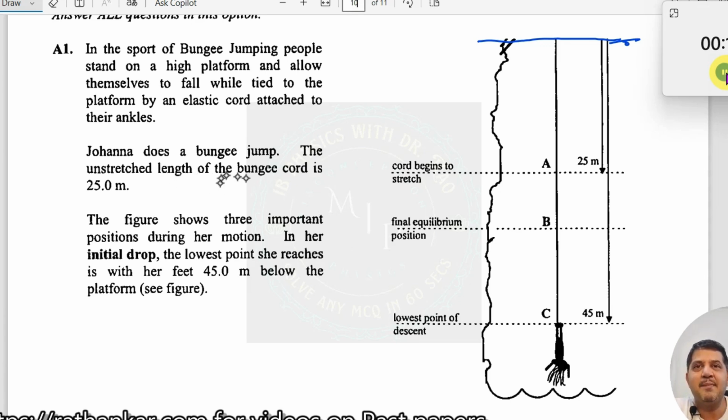Johanna does a bungee jump. The unstretched length of the bungee cord is 25 meters. This is 25 meters. As you jump over here, the unstretched cord is essentially stretching. The figure shows three important positions during her motion. In her initial drop, the lowest point she reaches is with her feet 45 meters below the platform. So this is the maximum depth from the platform.